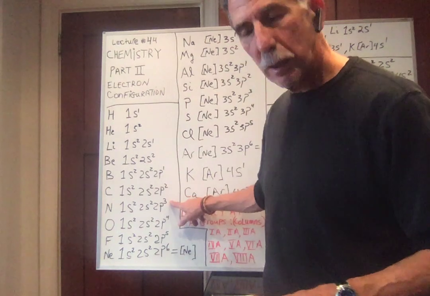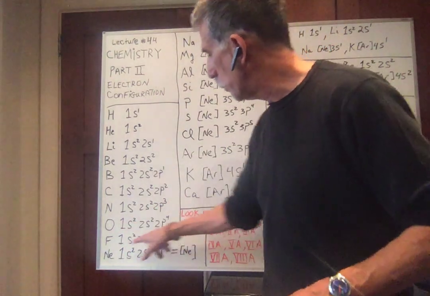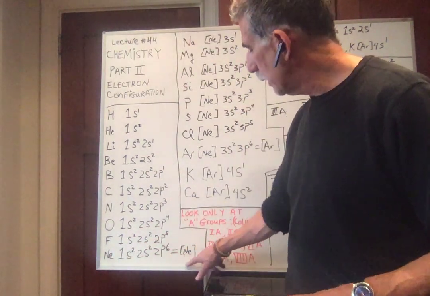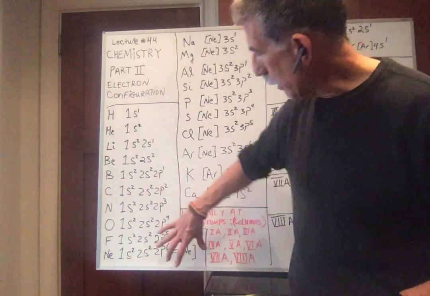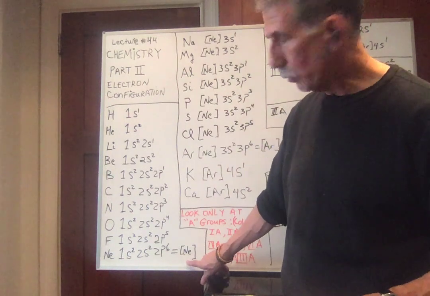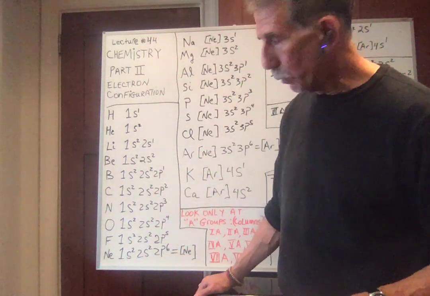Nitrogen, 3 in the P, proctology. Oxygen, 4 in the P. Fluorine, 5 in the P. Neon, 6. I'm going to write this as neon. So this configuration is going to represent neon. You'll see why I'm going to do that. And this is a typical chemist notation. This way I don't have to keep rewriting everything over and over again.